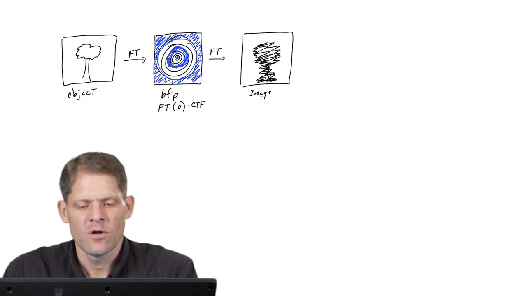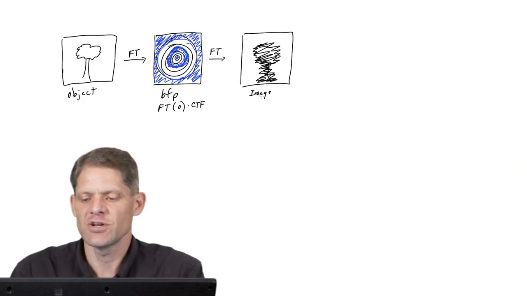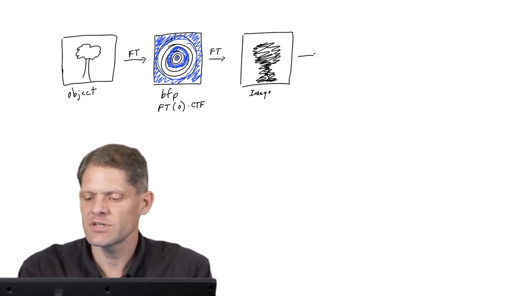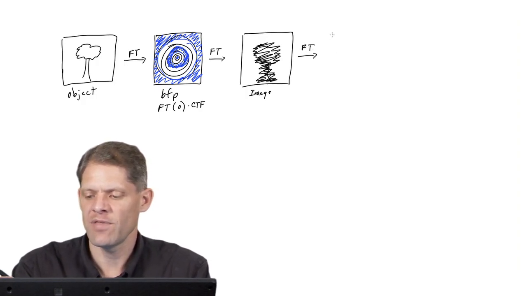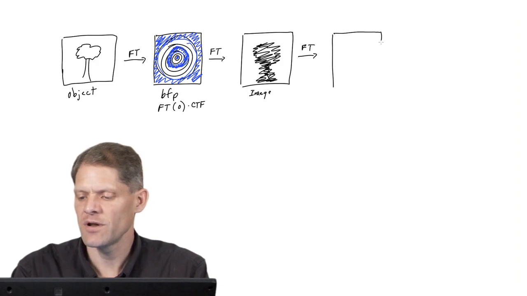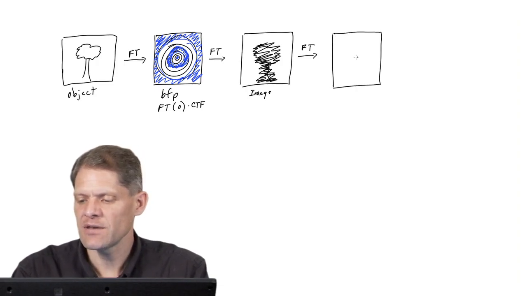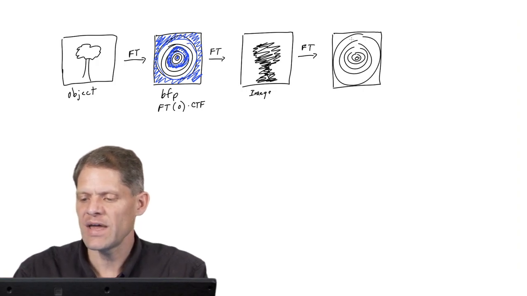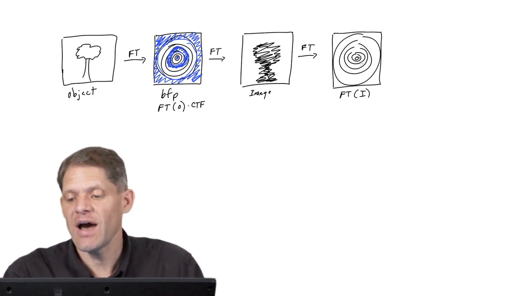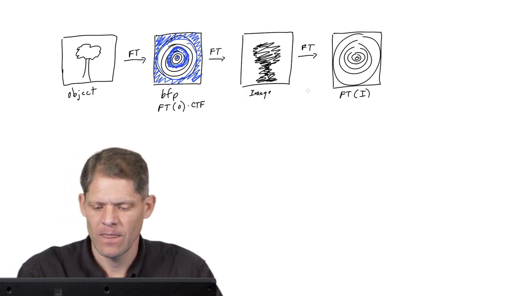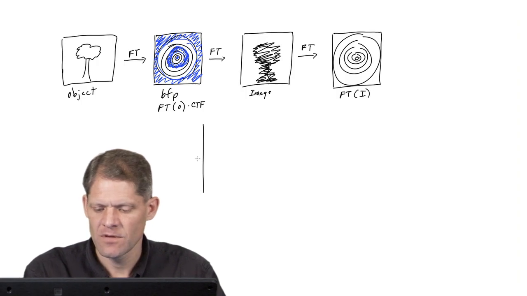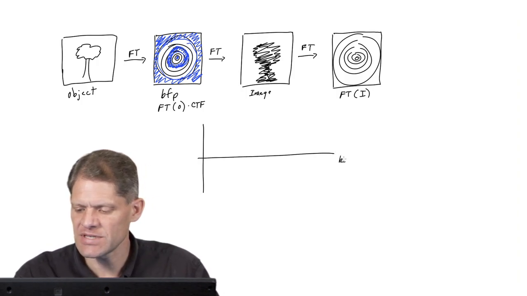Now, the process of CTF correction tells us to first calculate in the computer a Fourier transform of that image. And so here we'll calculate a Fourier transform of that image. And we need to divide the Fourier transform of the image by the CTF. Now what that means, let's draw an example CTF.